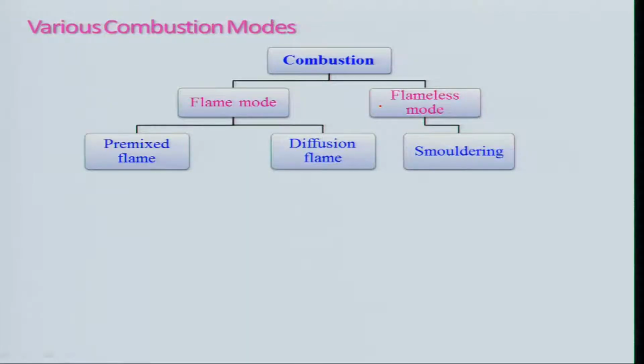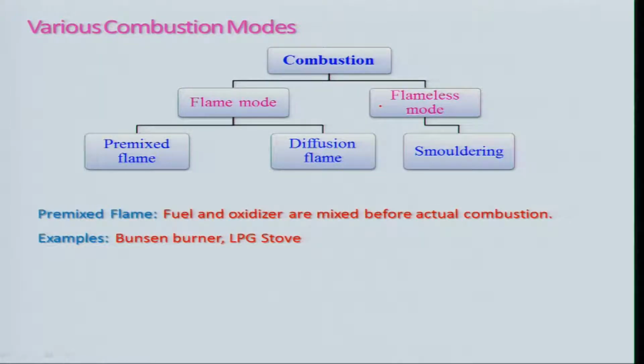What we will be discussing is premix flame and diffusion flame, right. Now, what do we mean by premix flame? Where fuel and oxidizer are mixed before actual combustion takes place, we call it premix flame. Examples you people are aware of: a Bunsen burner, and of course the LPG stove that you use in your kitchen for cooking food is an example of premix flame, right.